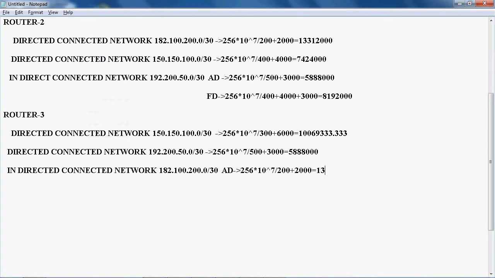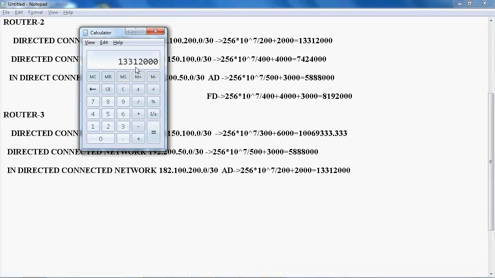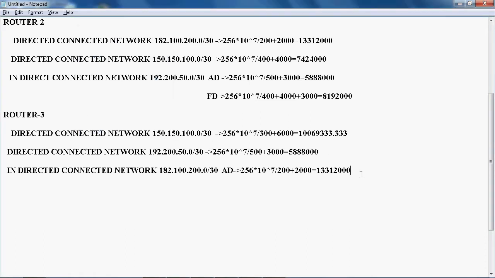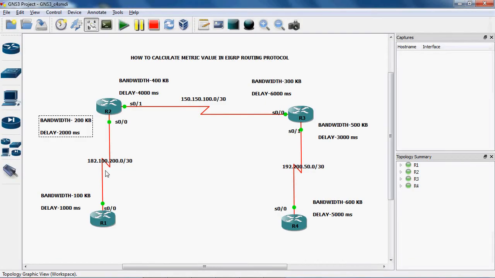1331 2000. Let's check that answer. Okay. So the indirect connected network of the R3 router is 182.100.200.0. So we found the average distance. Now we can find out the feasible distance. Feasible distance means the source value is also included. So using the source value we find the feasible distance.